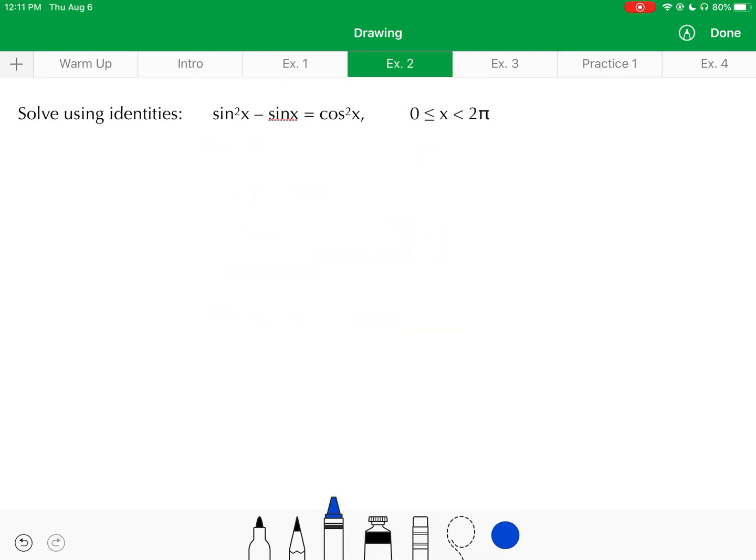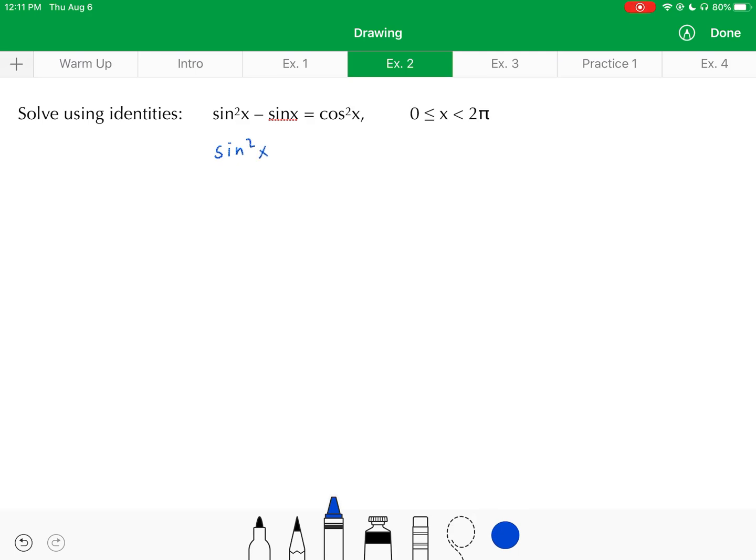Okay. Second example, solve this equation using identities. Sine squared of x minus sine of x equals cosine squared of x. And once again, solving on the interval from 0 to 2 pi. Notice this equation has both the sine and cosine functions within it. I don't like that. I am going to use a Pythagorean identity on cosine squared of x so that I can rewrite it in terms of sine squared, okay?